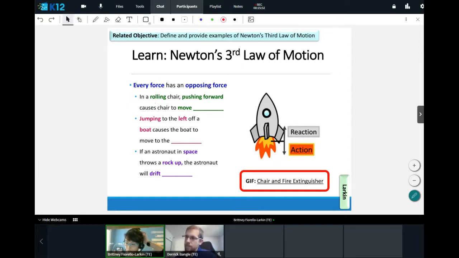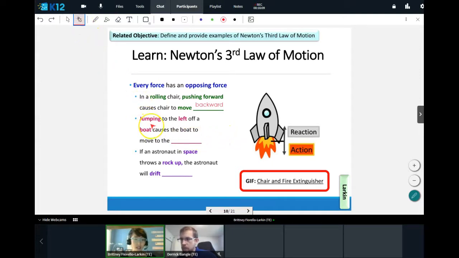Excellent. I see Jalen working. I see Kalina working. Angelina? Yeah, it actually wants to move backwards. So this is kind of weird to think about, that as I push forward on something, there's actually a reaction. And so my chair actually wants to go the opposite direction, which is backward, right?